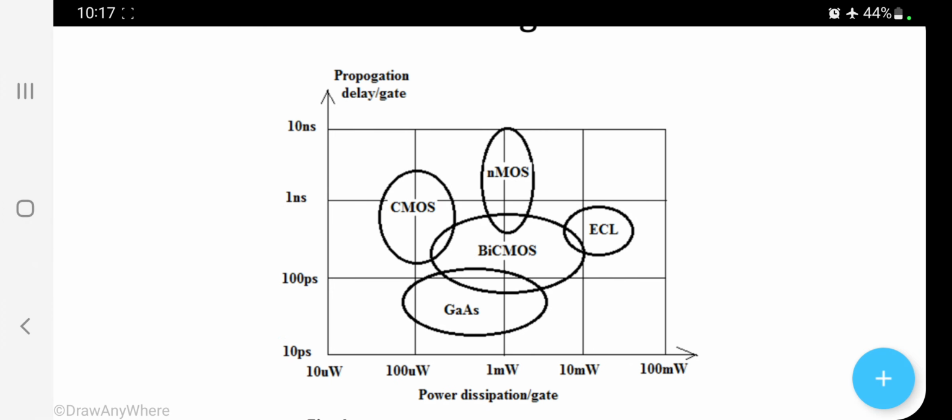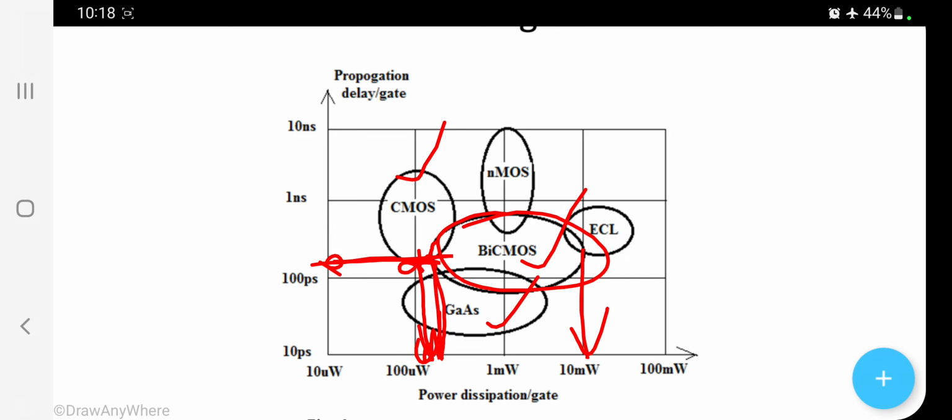With respect to NMOS, it is simple. Now if you come to BiCMOS, it is near the microwatts, hundreds of microwatts, but the range increases up to 10 milliwatts. Most important in CMOS is that power dissipation is less and the speed is also more. If you consider this point, speed is good and power dissipation is also less. Okay, that's why CMOS is mostly used. BiCMOS and gallium arsenide are special cases.